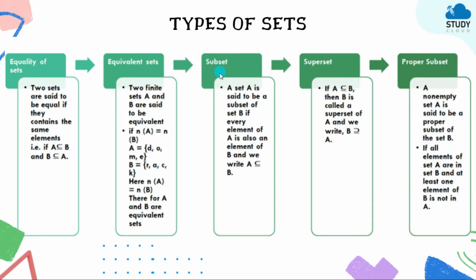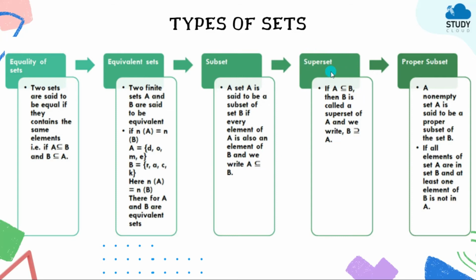Then subset. A set A is said to be a subset of B, meaning A is known as a part of B, if every element of A is also an element of B. If all the elements of A are in B, then A will be regarded as a subset of B. For example, if A has numbers like 1, 2, 3, 4, 5, and B has the same numbers 1, 2, 3, 4, 5, 6, 7, but 1, 2, 3, 4, 5 is there, it means A is a subset of B.